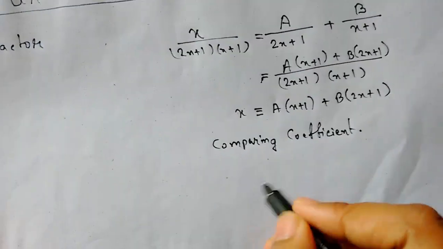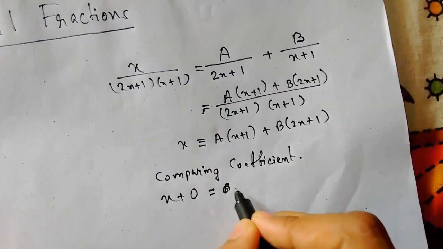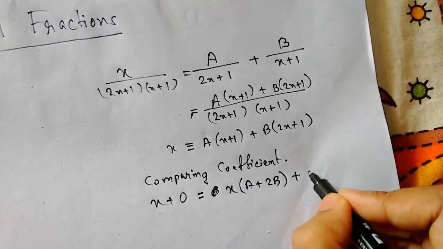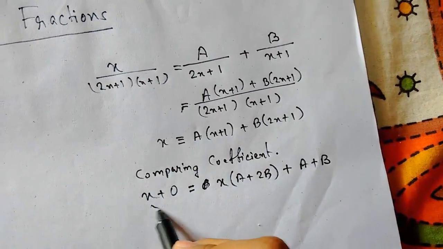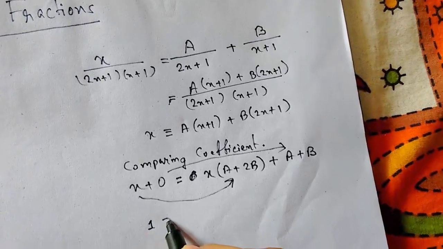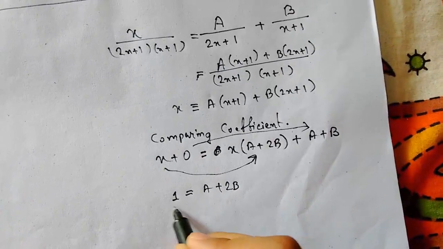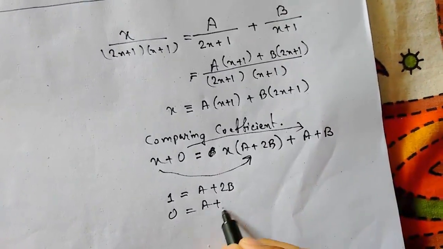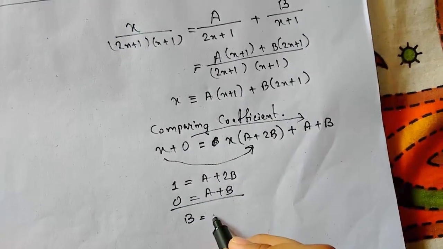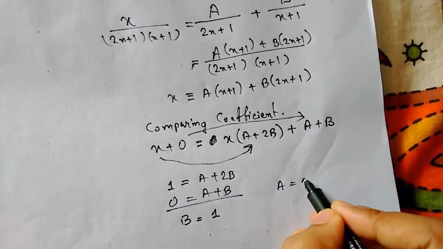We can write the equation like this: x plus 0 is equal to x times (A plus 2B) plus (A plus B). So this side is equivalent to this side. Taking the coefficients, 1 is equal to A plus 2B, and 0 is equal to A plus B. Solving these equations, we get B equals 1, and substituting the value of B in this equation, we get A equals 1 minus 1, that is, minus 1.